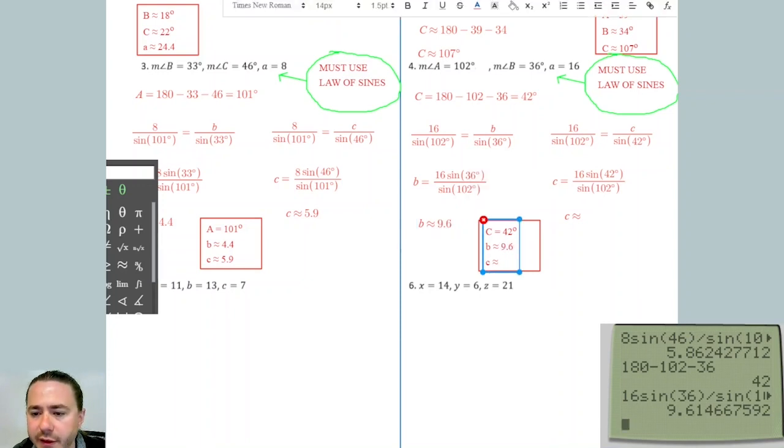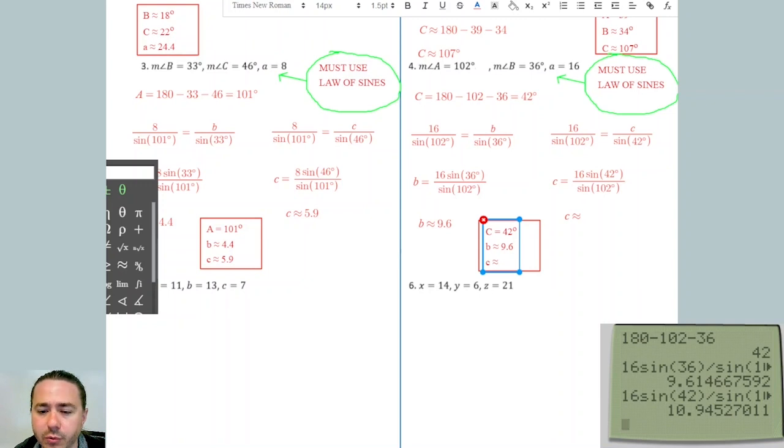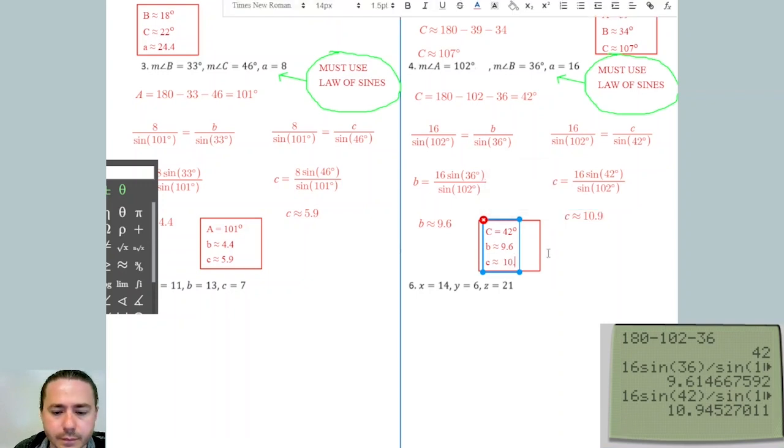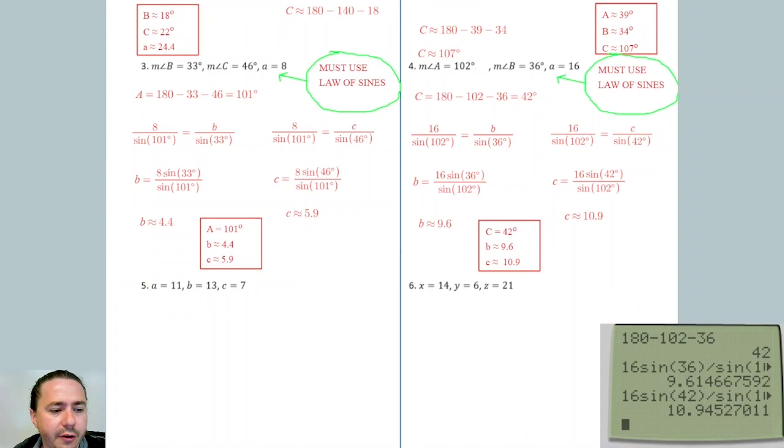And then for side C, the only difference here is the sine of 42. All right, so we get about 10.9. All right, and there you go. Let me just make this a little easier to read here. There we go. There's number 4.